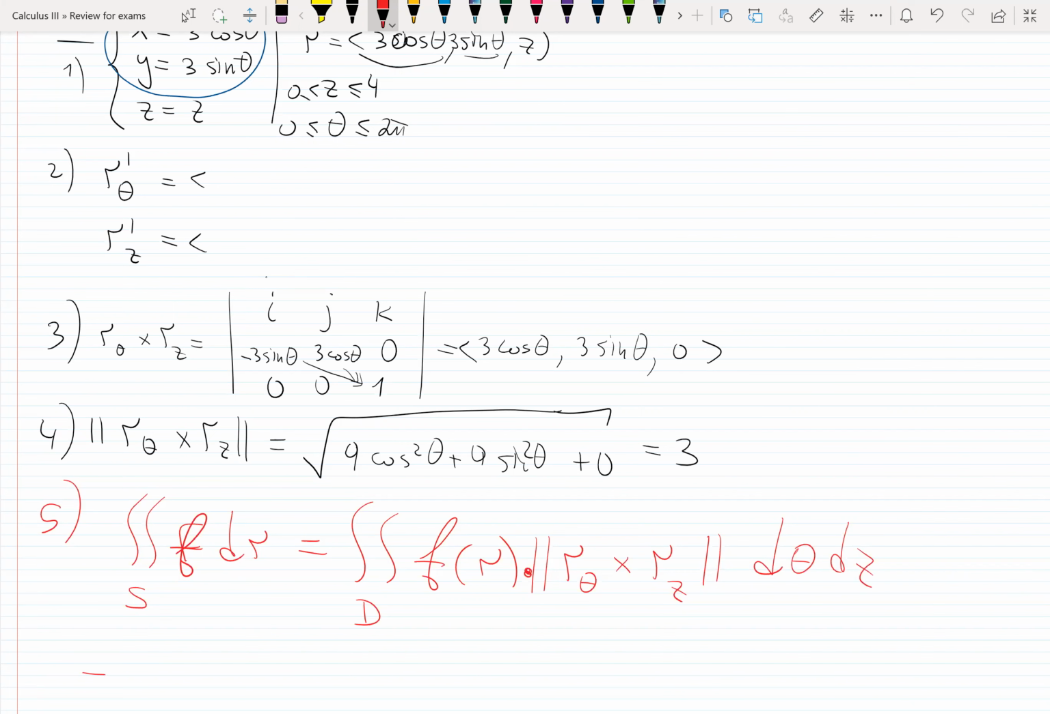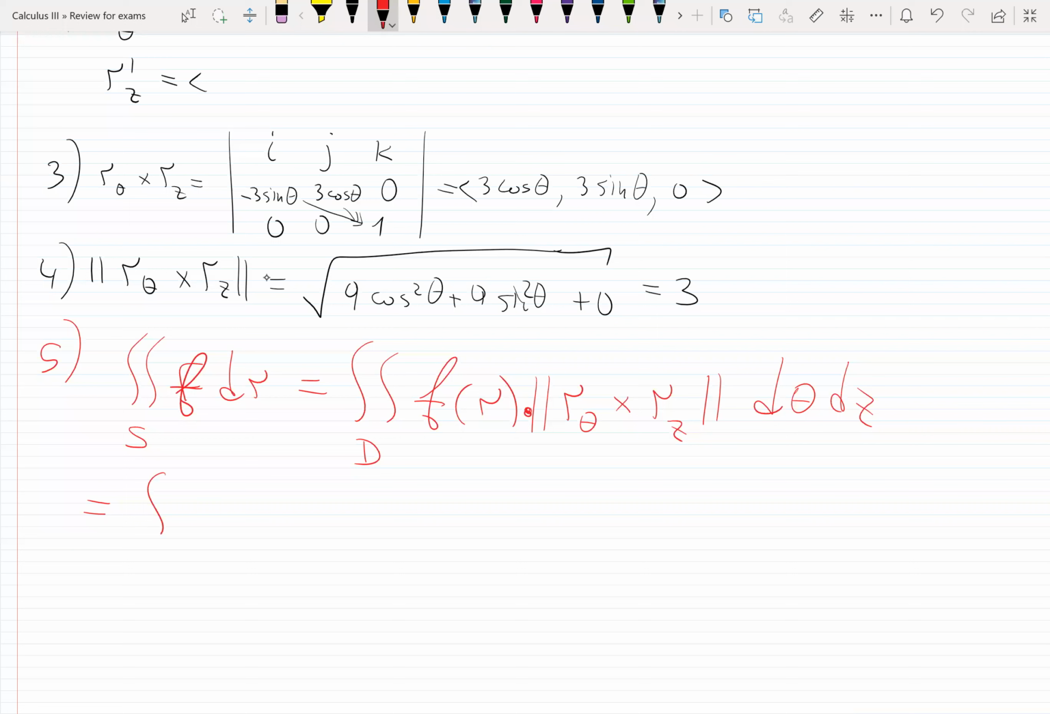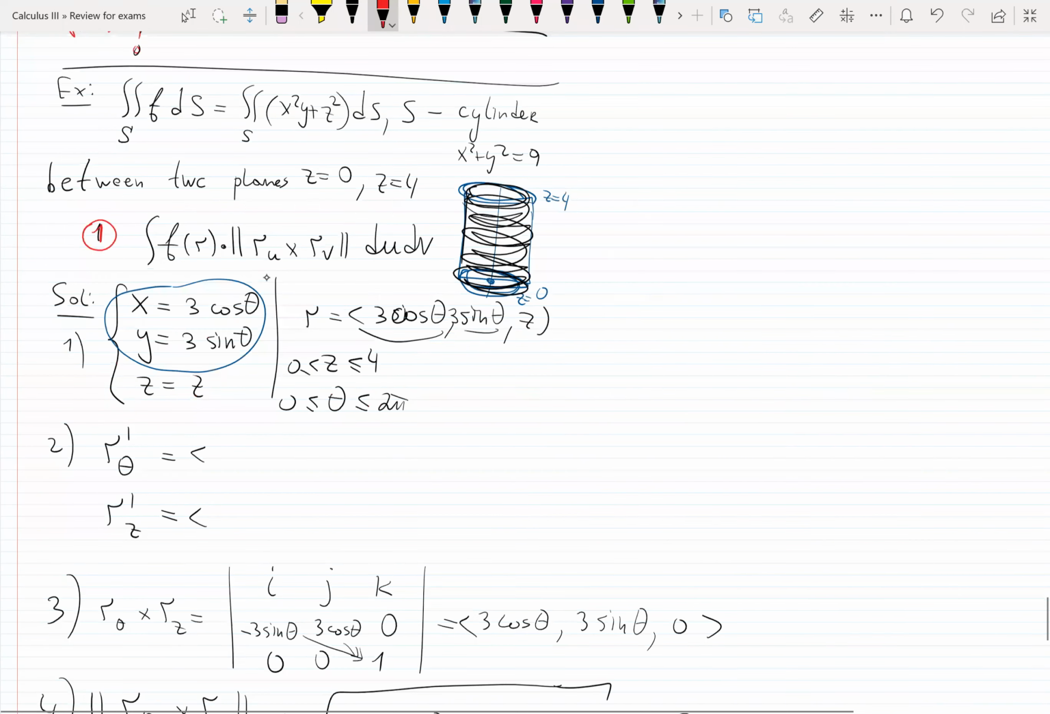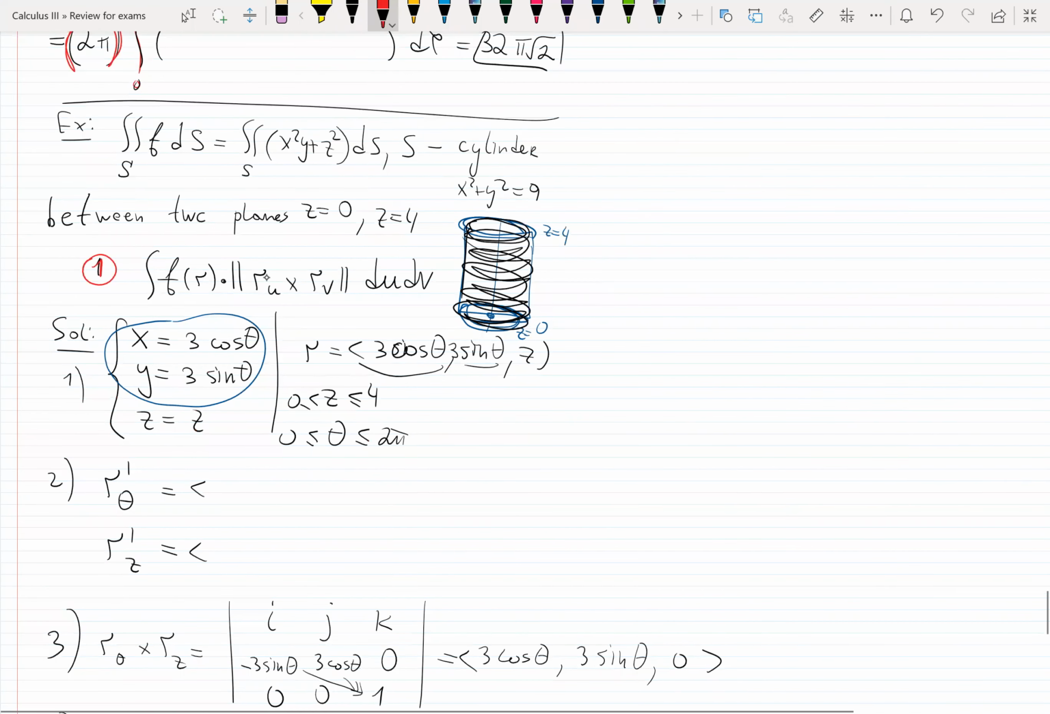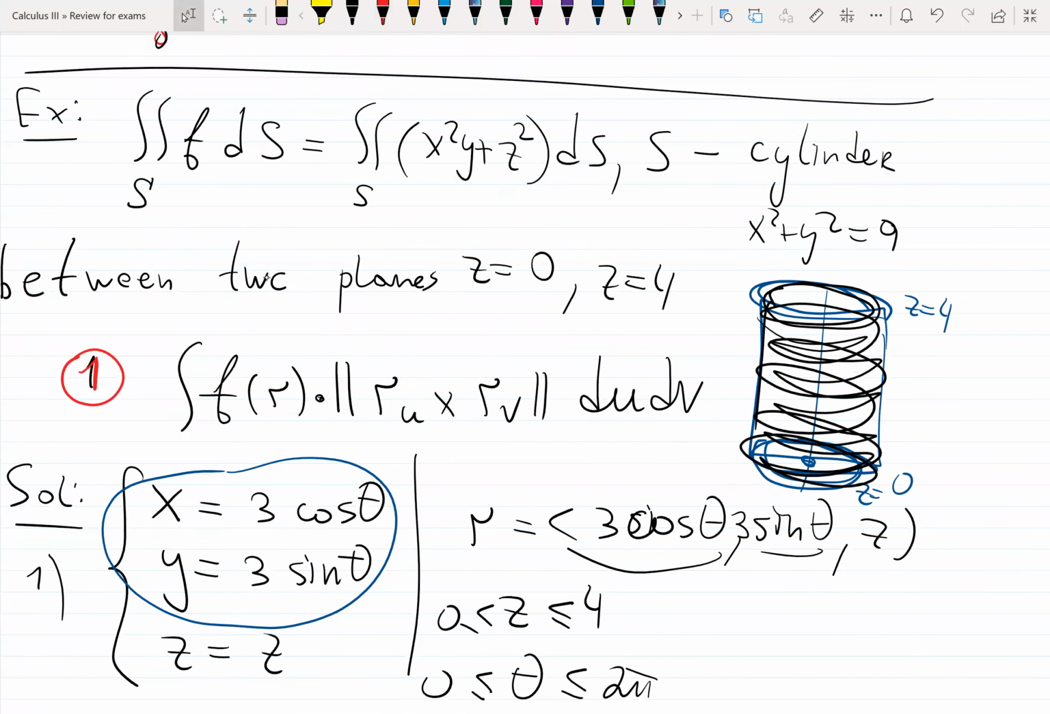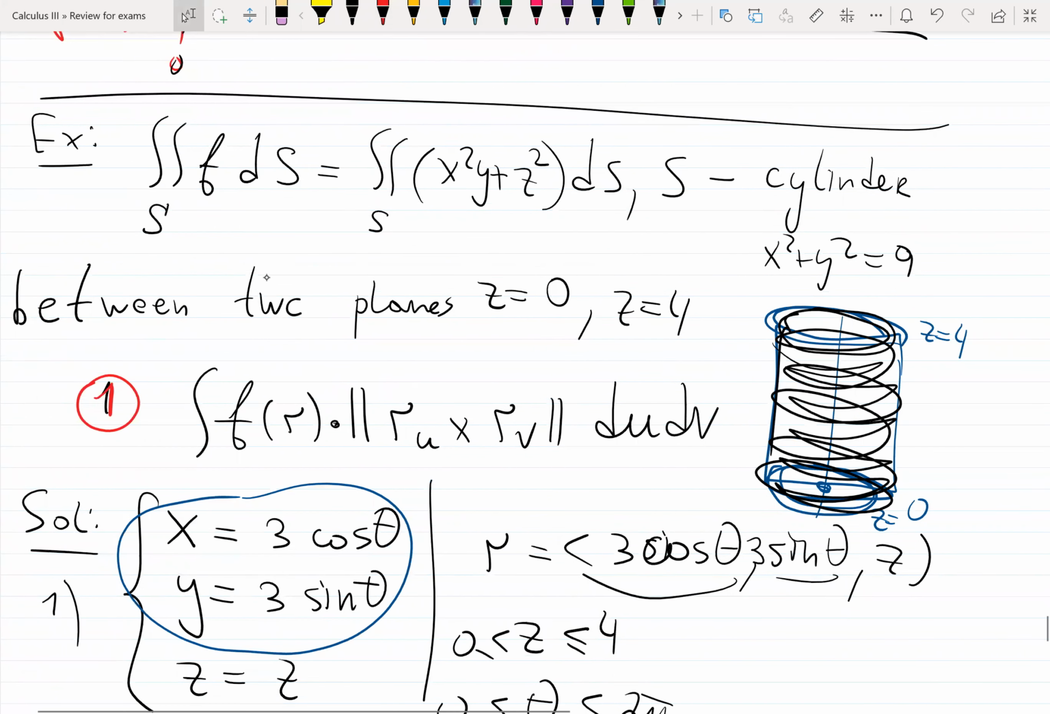Equals a double integral. You have f. Did we ever plug anything into f? We didn't. So you have to plug into f. Go. X plug in, y plug in, z is z. That's the only convenient one. So let's do that. You can do it inside of the integral right away.